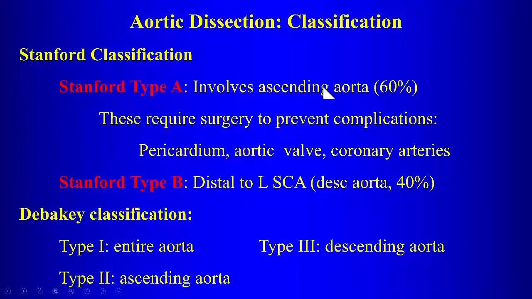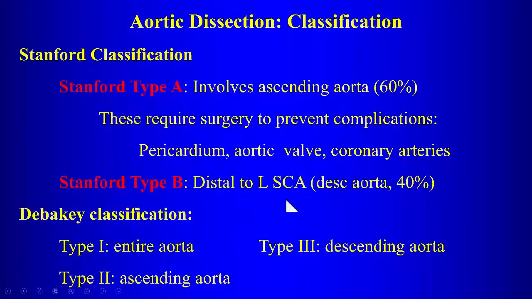Classification, the Stanford type A, dissection involves the ascending aorta, it's a type A, and these require surgery to prevent complications, and these are complications that can cause instant death. And that's why they require the surgeon to address them immediately. If there's extension of dissection into the pericardium, you can have tamponade. If there's extension to the aortic valve, you can have aortic valve regurgitation, extension to the coronary arteries. That can also result in myocardial infarction. So all these complications can result in instant death. So that's why these type A dissections need to be dealt with immediately.